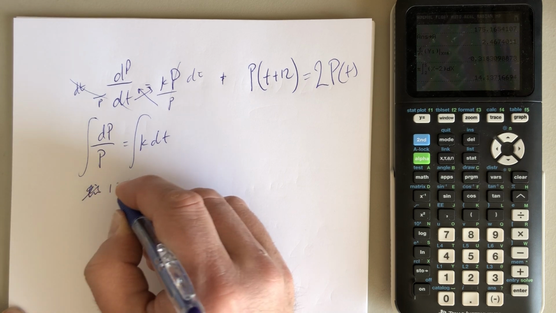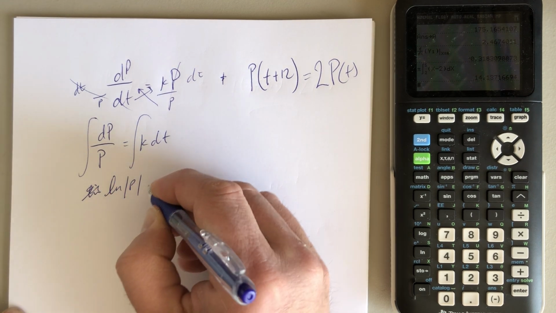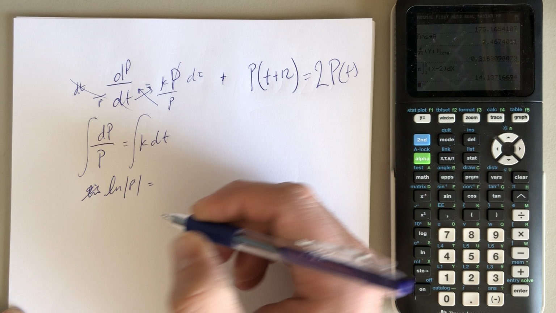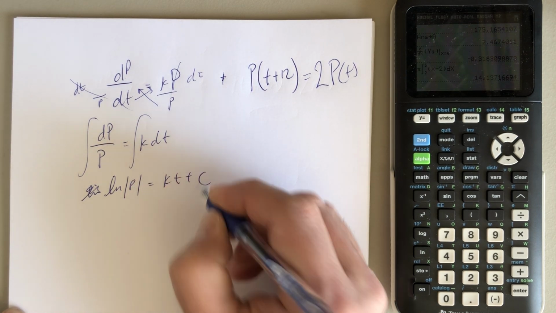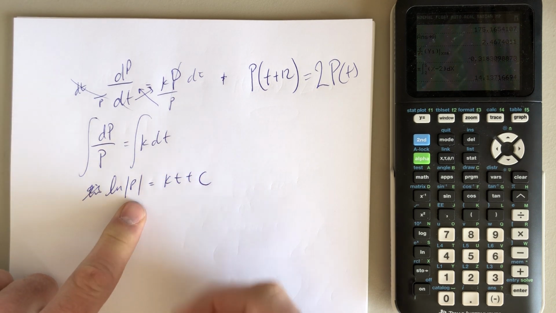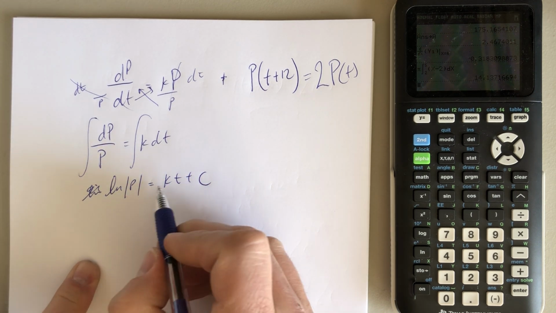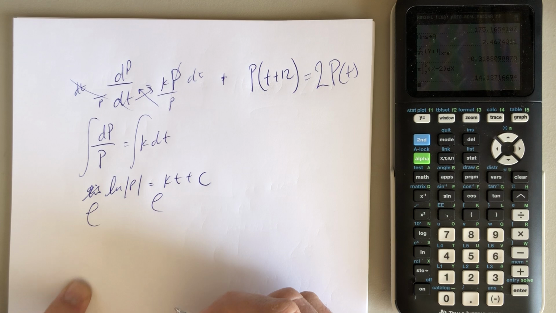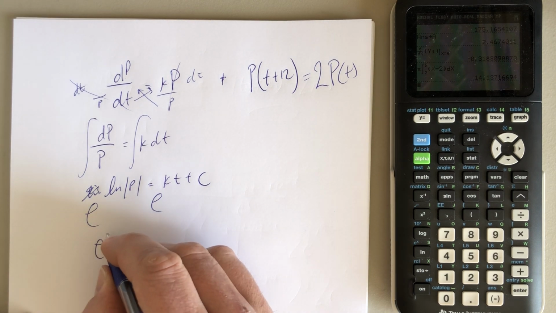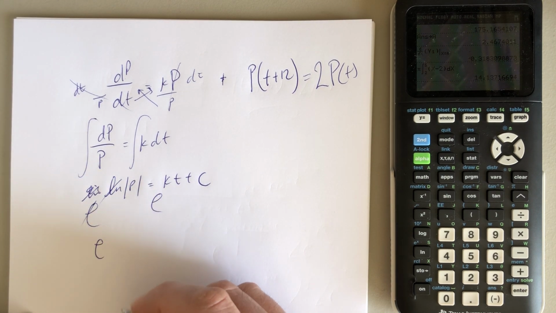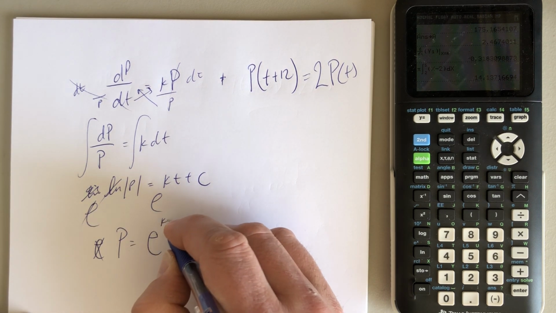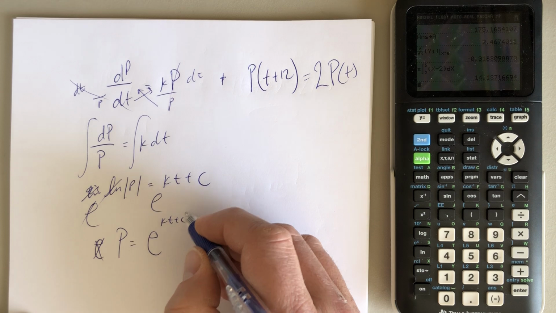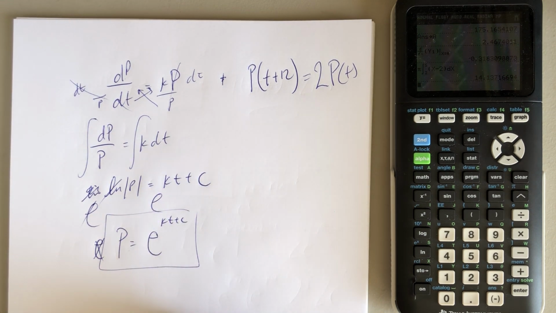When I do that, I get the natural log of p, and population is always positive, so we're just going to worry about positive, and then kt, and then plus a constant that I'm going to combine with both of those. To get p all by itself, I need to e it on both sides, and e to the natural log cancels out. So p equals e to the kt plus c. That's kind of a big deal right there.